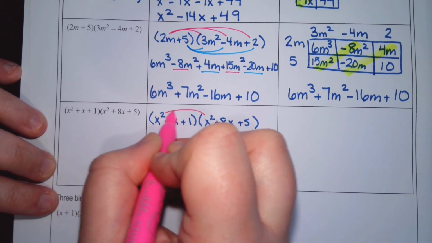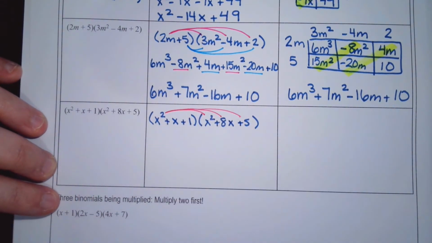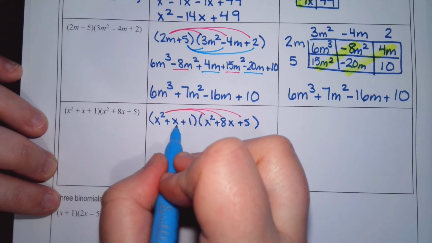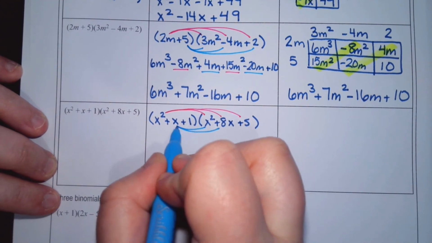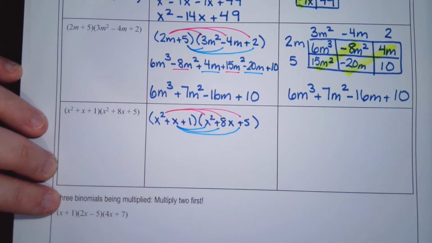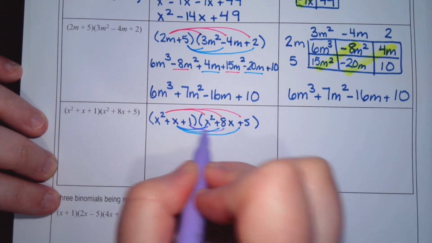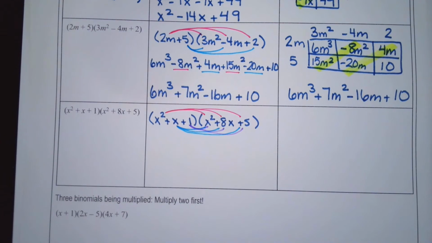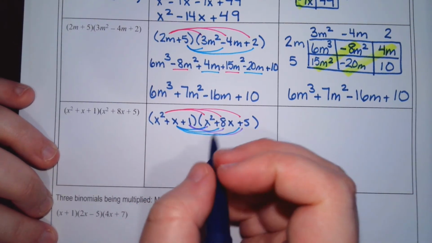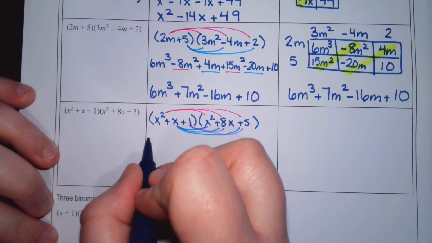So x squared goes to x squared, 8x, and 5. X goes to x squared, 8x, and 5. And 1 goes to x squared, 8x, and 5. So we have a lot of arrows going a lot of different places. So now when we multiply, we're going to have a lot of terms.